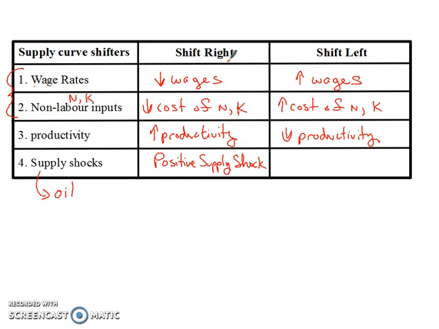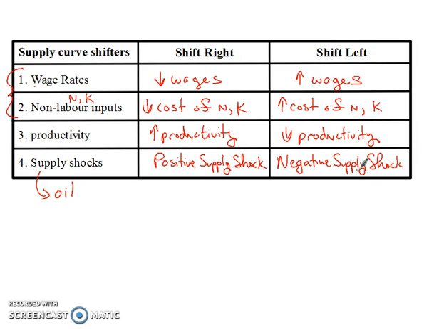On the other hand, a negative supply shock could be something like a big increase in the price of oil, like happened back in the 1970s. That was a big negative supply shock, and it shifted the short-run aggregate supply curve to the left, because oil is used to produce everything, or at least most things, and now it becomes more costly to engage in production, and the supply curve shifts to the left.